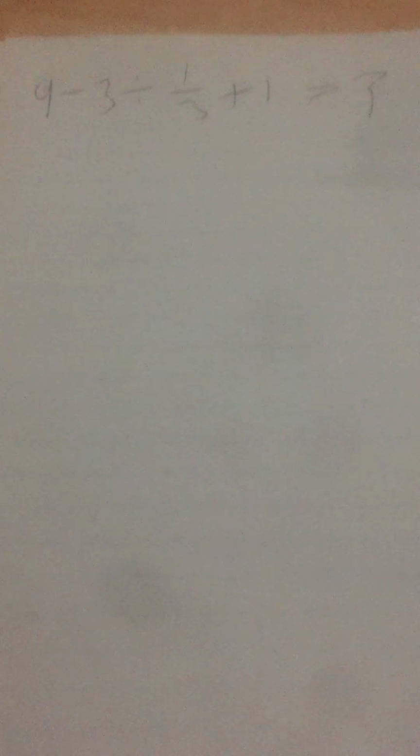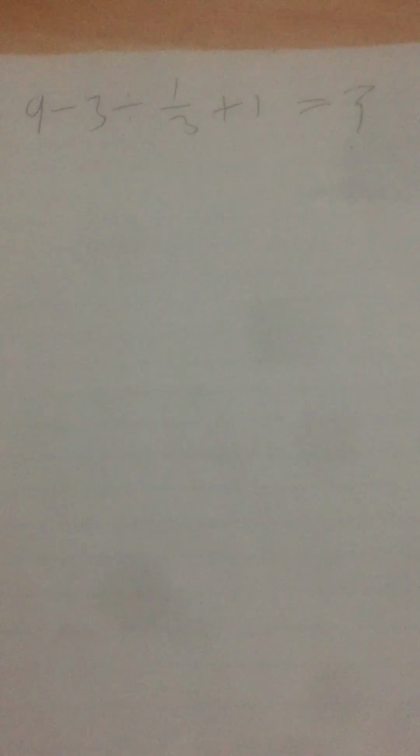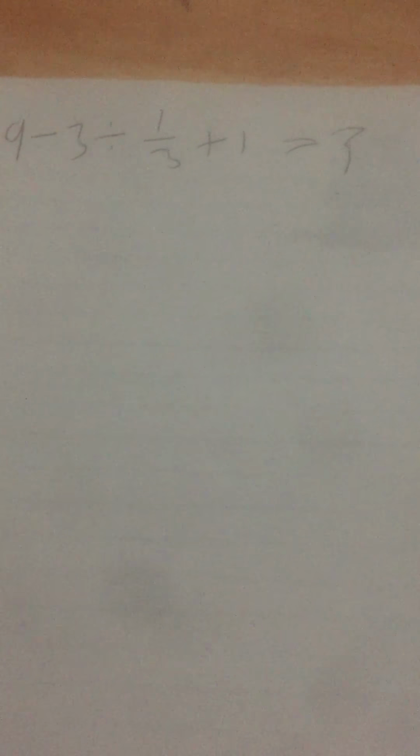This is the question we are supposed to solve. 9 minus 3 divided by 1 over 3 plus 1. Before I go ahead to solve this equation, let me first of all go to the common mistakes.